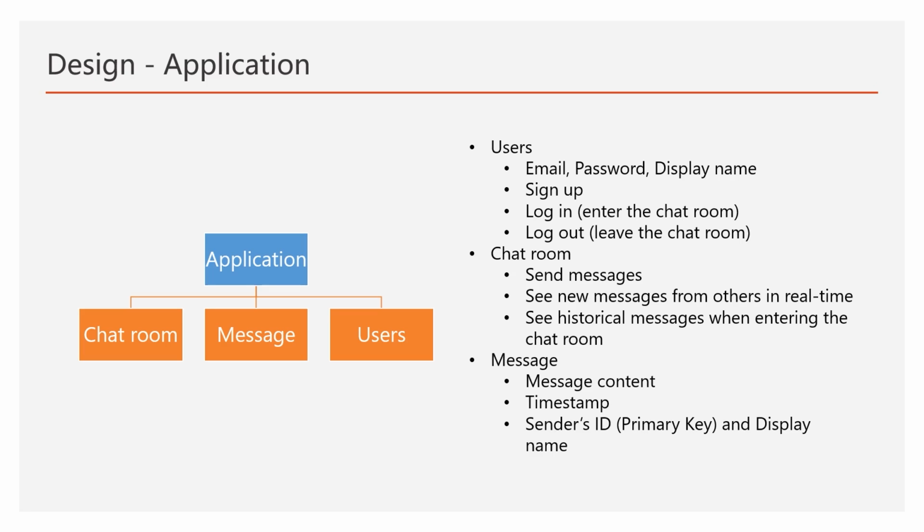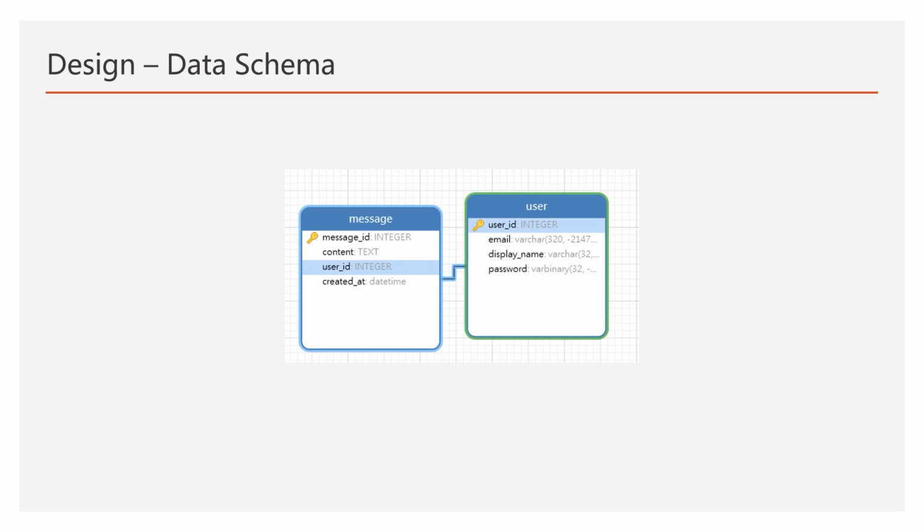As for the design of this application, it is comprised of three modules: users, chat room, and message. There are two data schemas, user and message, and message has a field called user ID, which is a foreign key that refers to the primary key of user, so that we can retrieve the owner of the message.